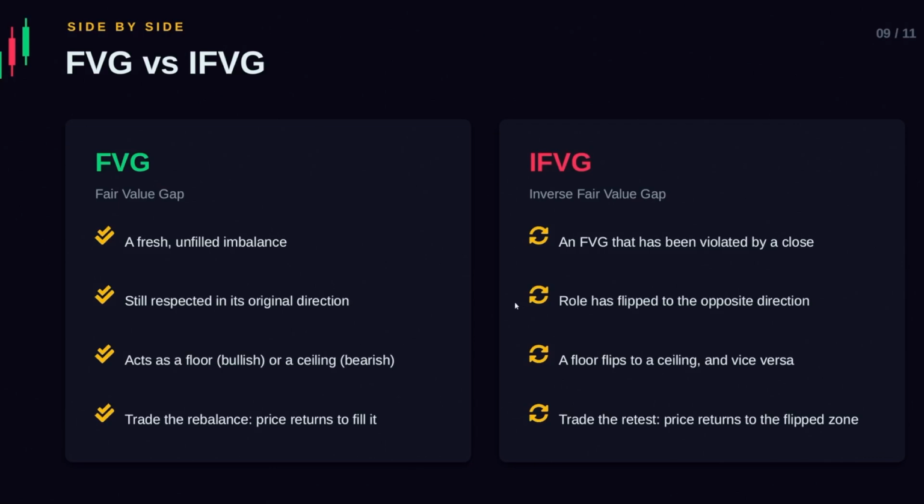The simplest way to remember it is, an FVG is the gap doing its original job, and an IFVG is the same gap after it failed, now doing the opposite job. One is the rebalance trade, the other is the retest after failure.